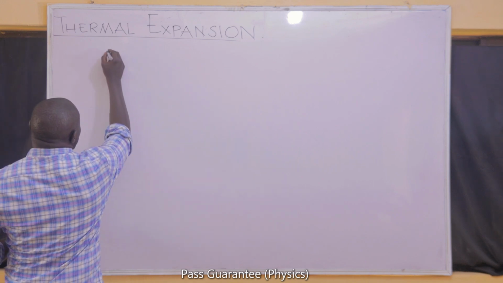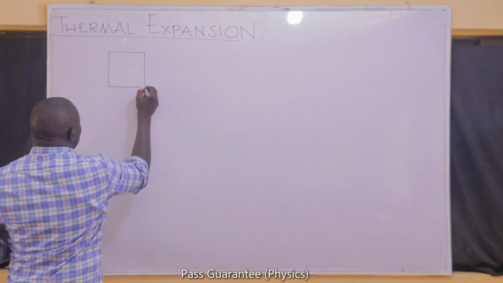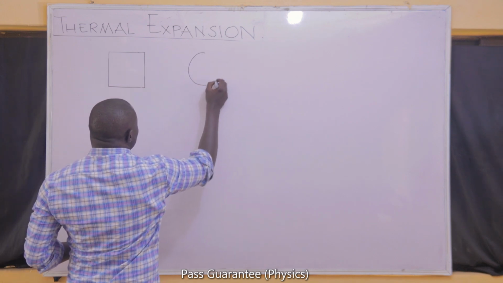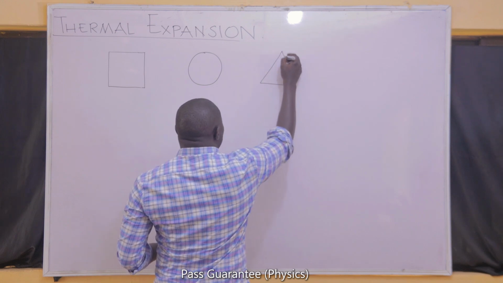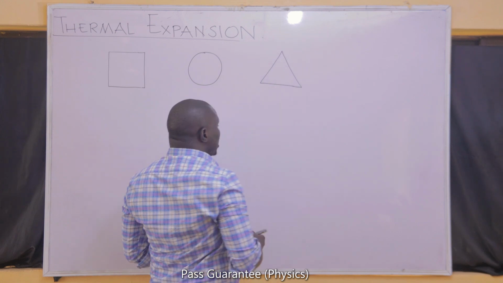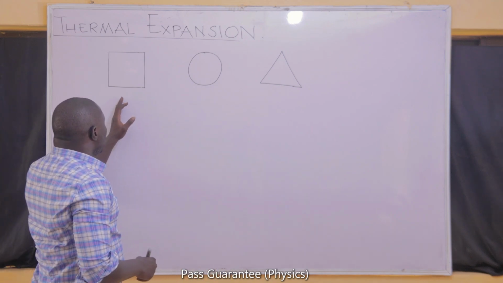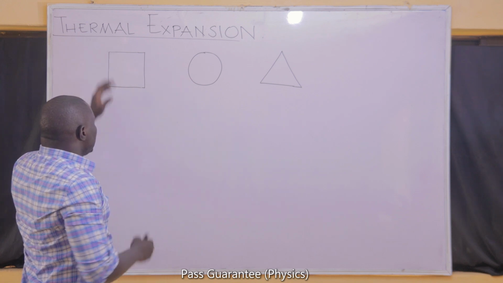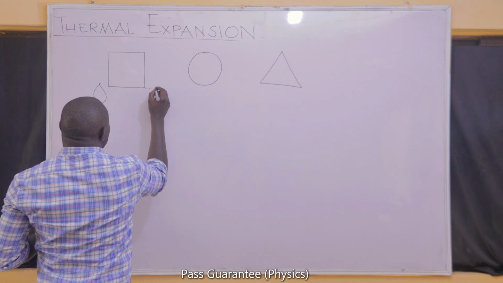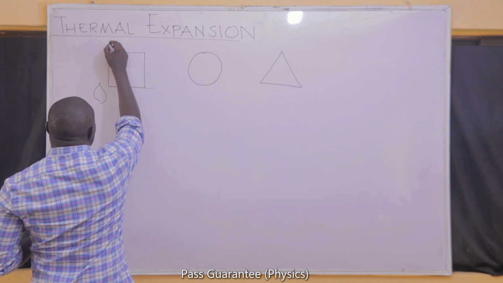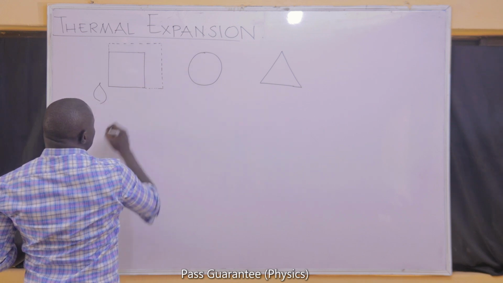For example, if I have a metallic plate and I have a circular object, or I have a metal cut into a triangle, I cannot just be talking about the change in length for this material because they have more than length. For example, this rectangle has more than length, it has a breadth. If I heat this material, I will expect that you will know that the length will increase and the breadth will also increase, giving rise to a material with a larger area.